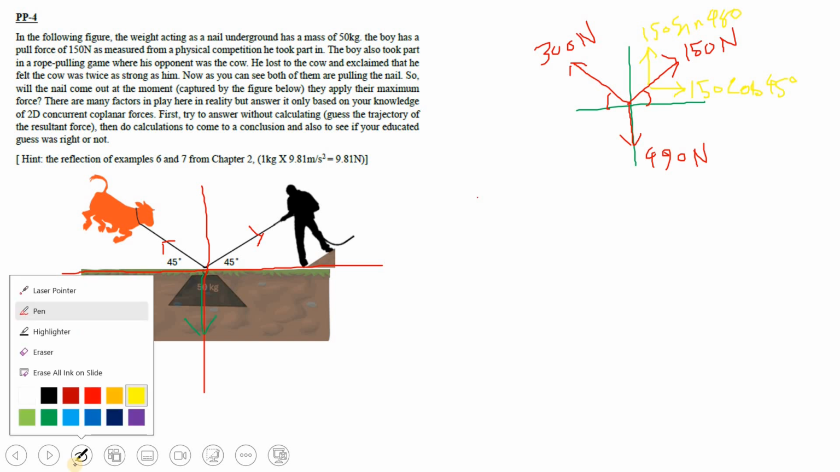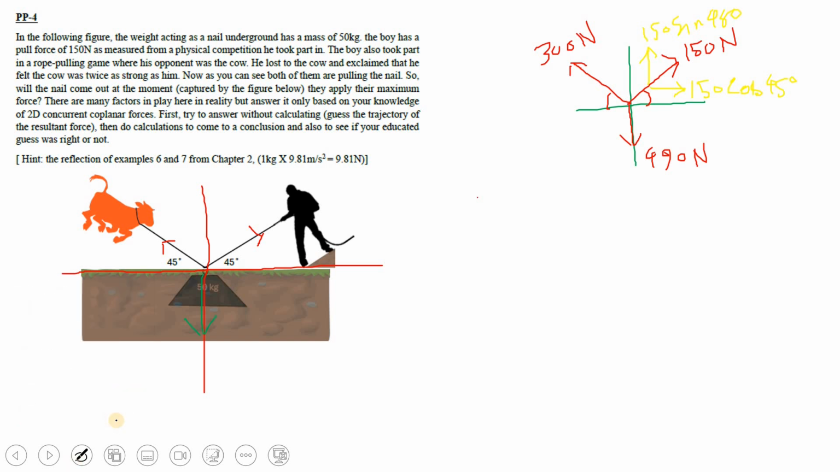Now if we move on to the solution, let me take another color. At first we're going to do the summation of forces in the x direction, which are 150 cos 45, and it's going towards the rightward direction, which is positive, so we wrote it as positive. Upward is positive, downwards is negative. So this is the sign convention that we're assuming here.